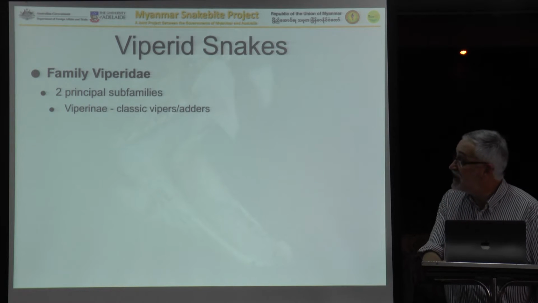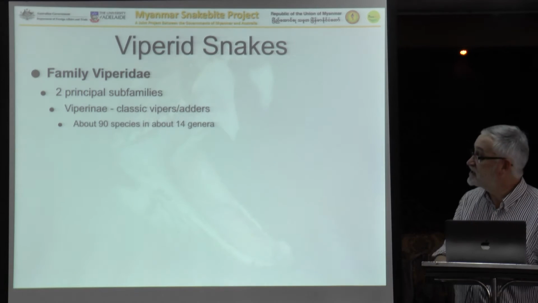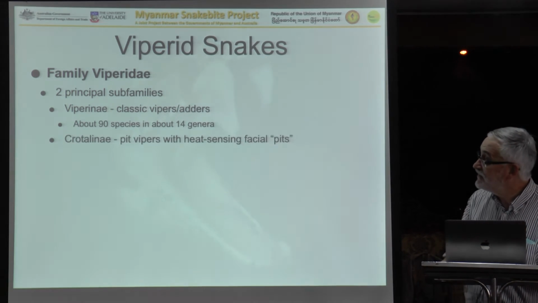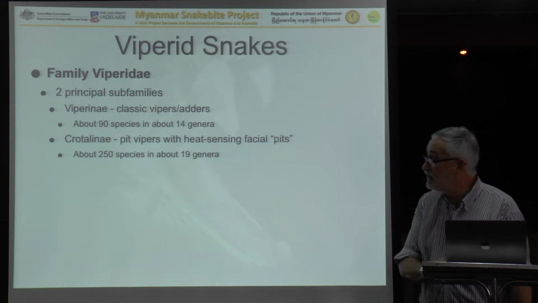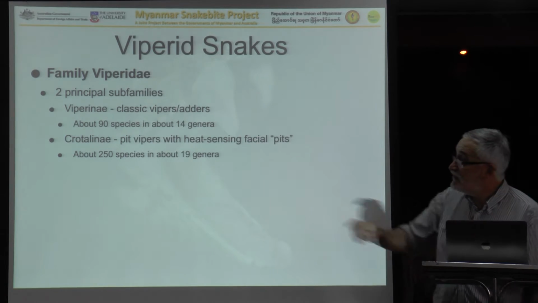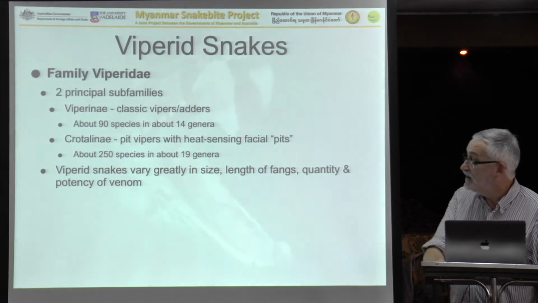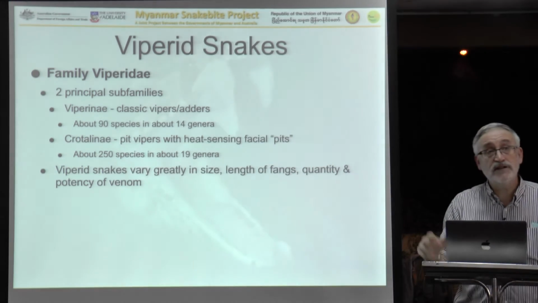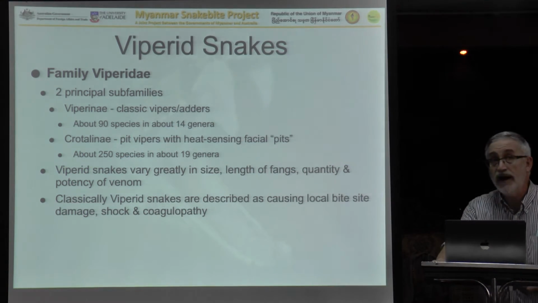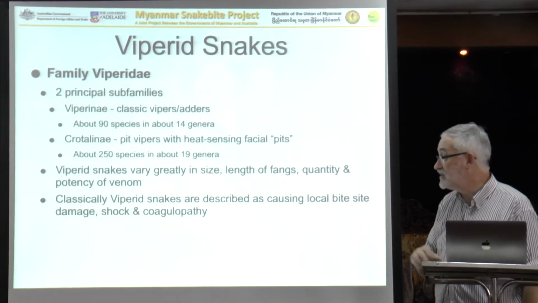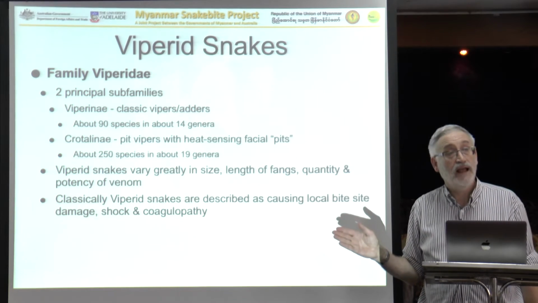So there are two principal subfamilies. The viperines, which I just mentioned, the classic vipers and adders, and the pit vipers, which have these heat-sensing pits, and I'll show you a photo of that in a moment. They have even more species, more diversity. They're a very successful group of snakes. Vipers vary greatly in size, and even a small viper can be very dangerous. Classically, vipers in the medical textbooks have been described in the past as causing local necrosis, shock, and bleeding problems.